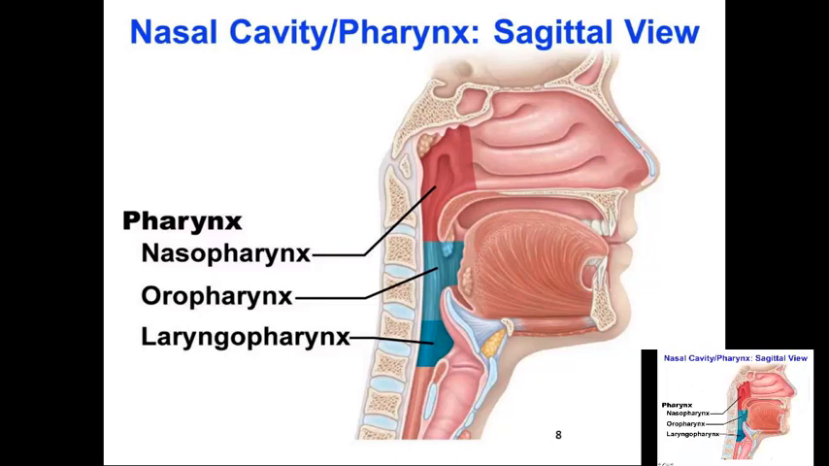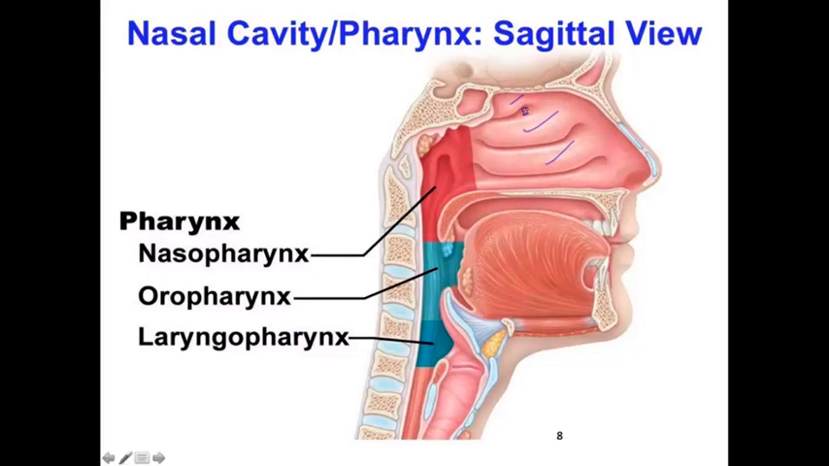And again, here's the nasopharynx, oropharynx, and laryngopharynx, represented by the three different colors. And again, just for a good review, we can see the different turbinates, where you have the superior, middle, and inferior turbinate with a superior, middle, and inferior meatus.